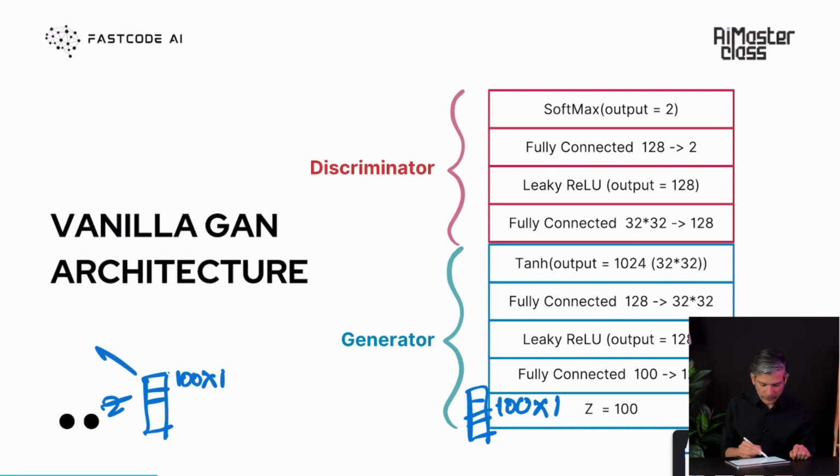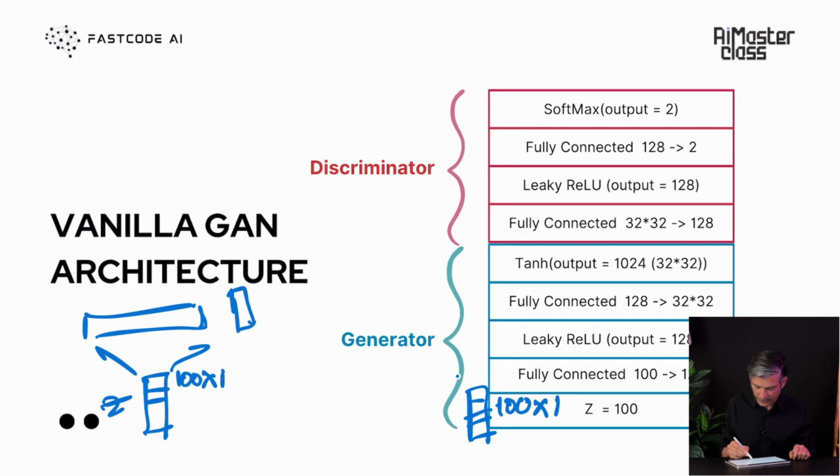And then from here we go bigger, right? We go to a bigger layer, and the output here is a vector of size 128. So it's a fully connected layer, 128 cross 1, with our normal weights and biases.